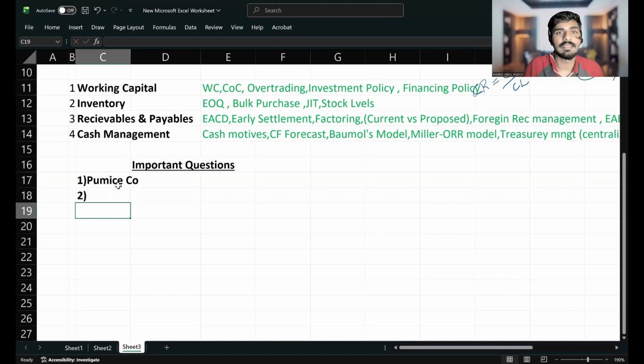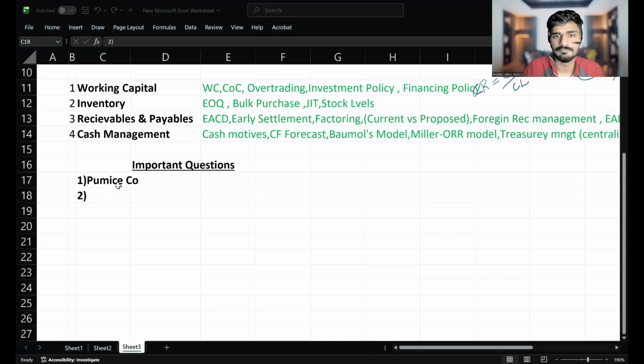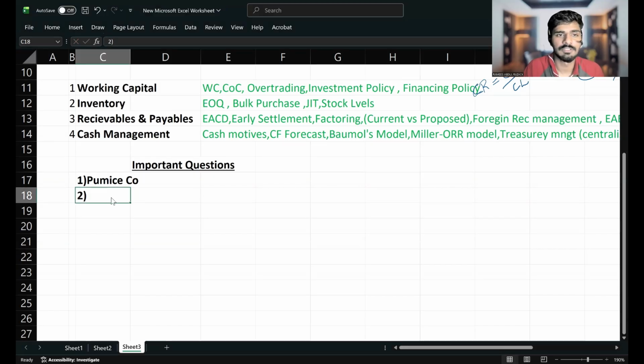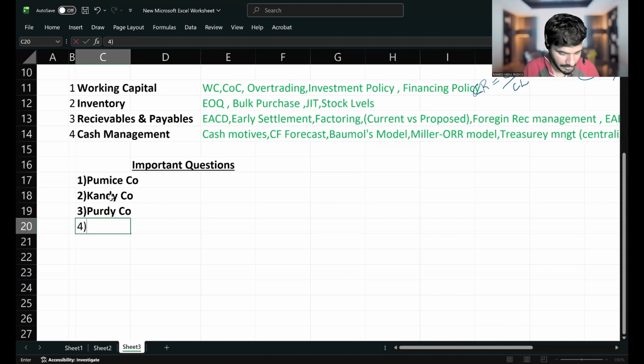Then I can tell you, Candy company. It's an important question. Then Purdy company. You have to do all these. Okay, Candy, Purdy, then WQZ company.